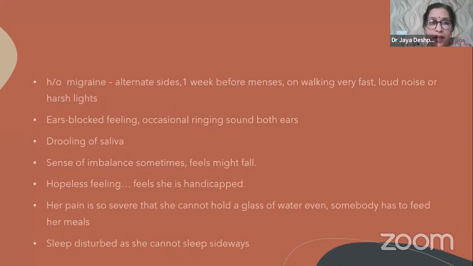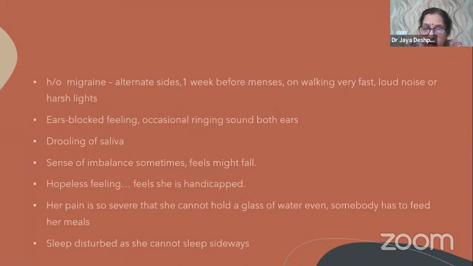Other complaints she had: a history of migraine, one episode about 1 week before the menses. It also used to aggravate on very fast walking, very loud noise in weddings or something, and also very harsh lights. She had an occasional blocked feeling in the ears, and a ringing sound in both ears. There was a history of drooling of saliva at night. She did not have vertigo as such, but she said that whenever I walk, I sometimes feel that I might fall. So there's a slight sense of imbalance.